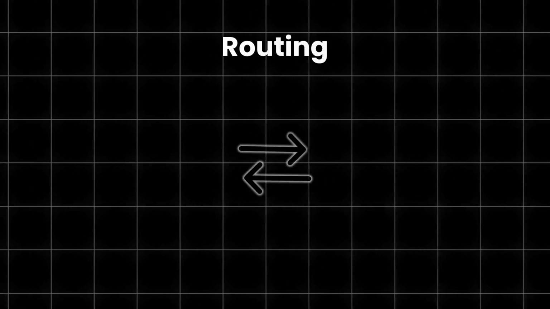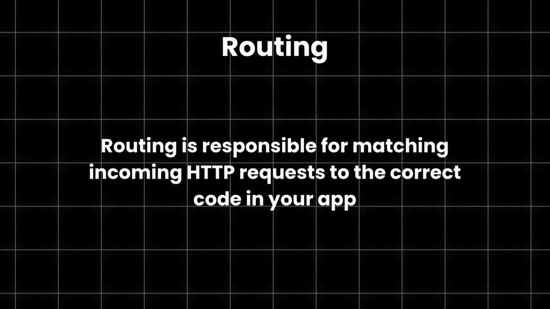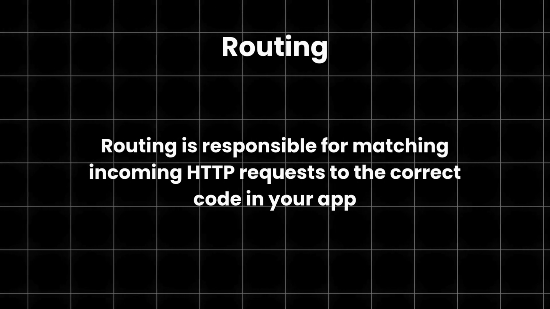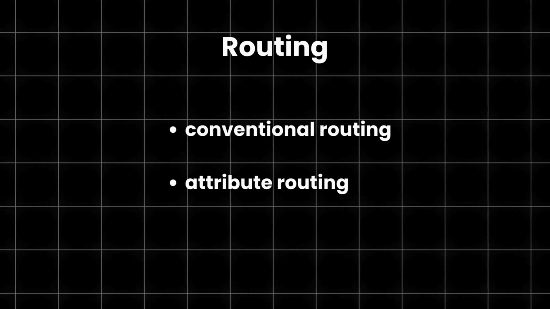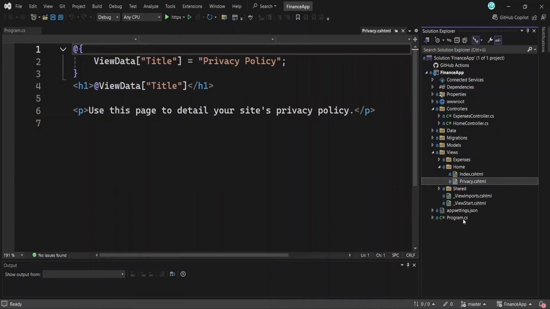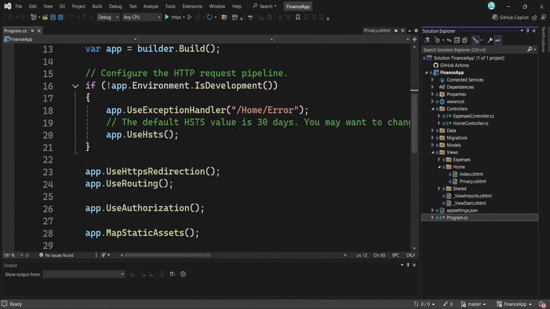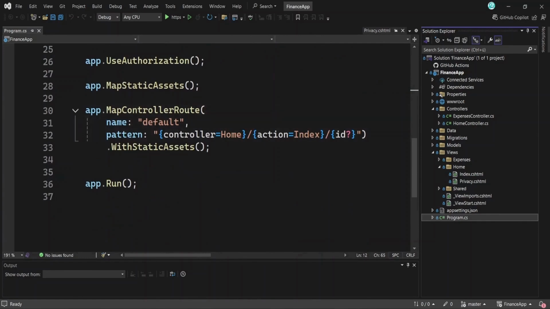Since we mentioned how requests are directed in our app, let's go a bit deeper and talk about routing, what it actually is. Routing is responsible for matching incoming HTTP requests to the correct code in your app. MVC apps can use conventional routing, attribute routing, or a combination of both. Conventional routes are defined globally in the project by specifying routing conventions, typically in the program.cs file, where the request middleware pipeline is configured. A default route is defined with placeholders for the controller name, the action method, and an optional ID parameter indicated by the question mark.